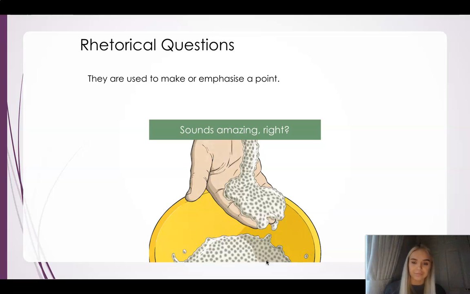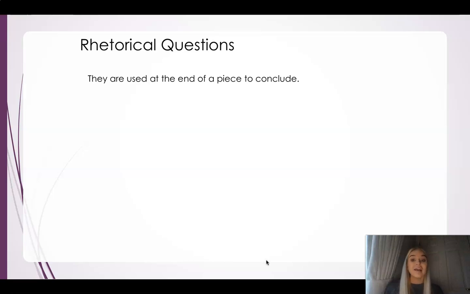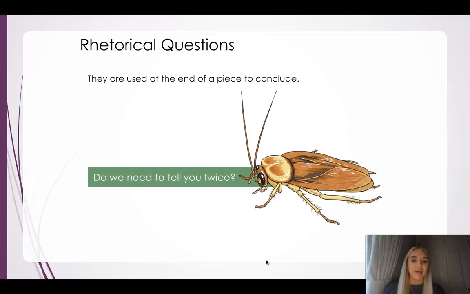Rhetorical questions can also be used at the end of a piece of writing as a conclusion to really tie everything they've said together.